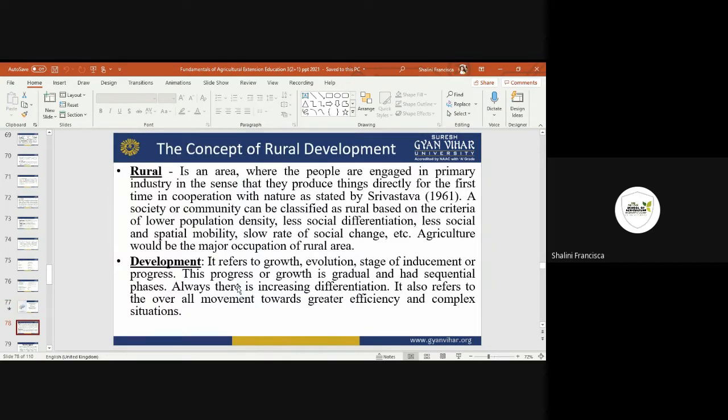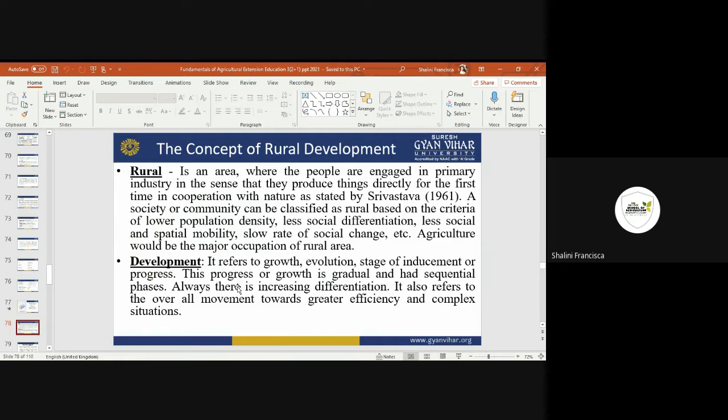First, we should know the concept: why we want to have rural development. What actually is rural development, how much it is implemented for the people, and why it should be given more importance, or why people should emphasize rural development. So the first thing is, what is rural?